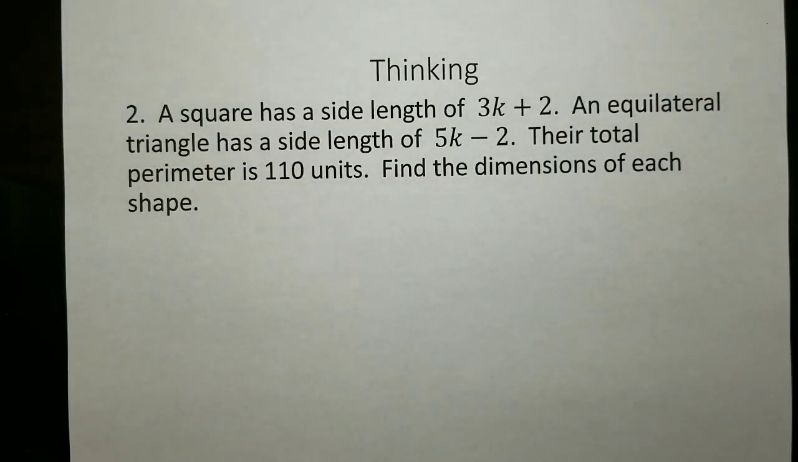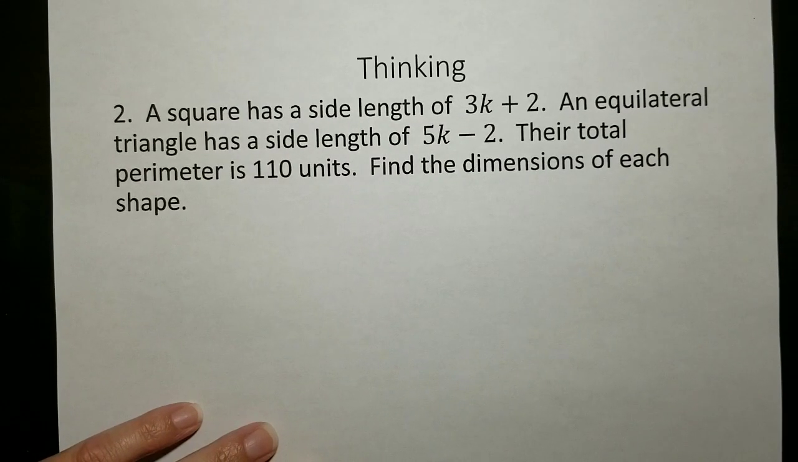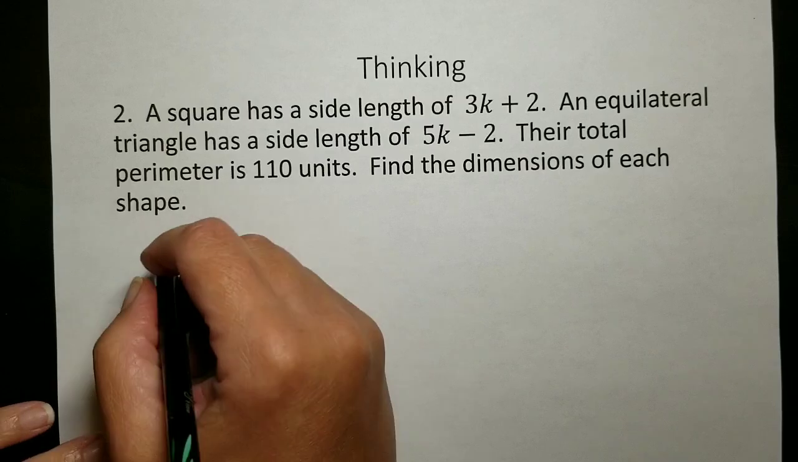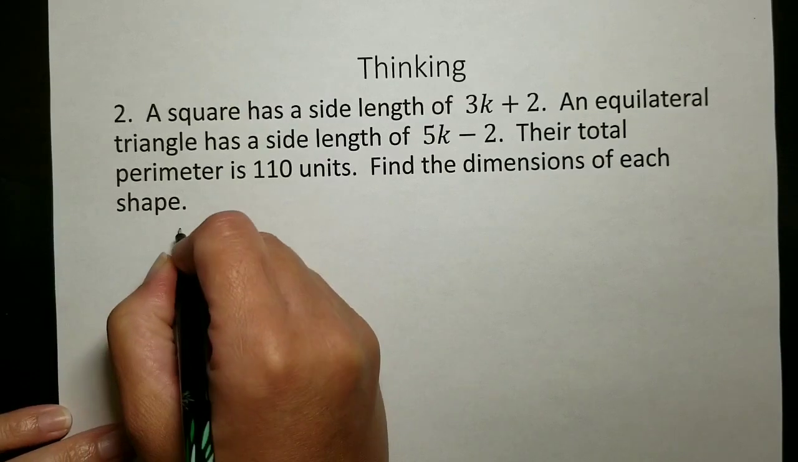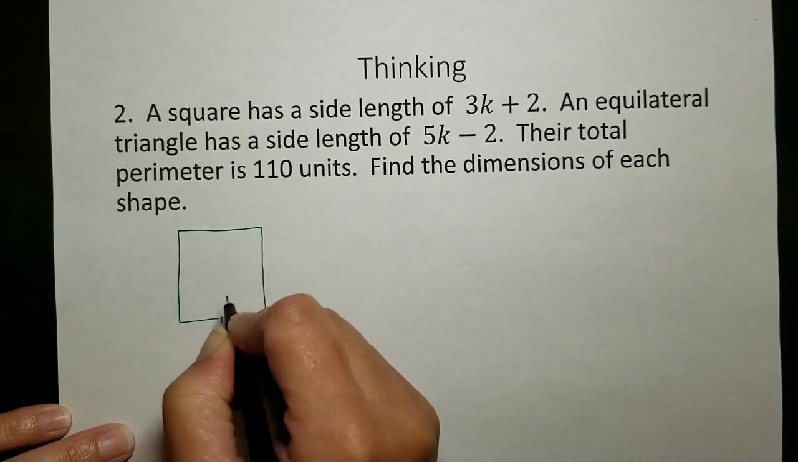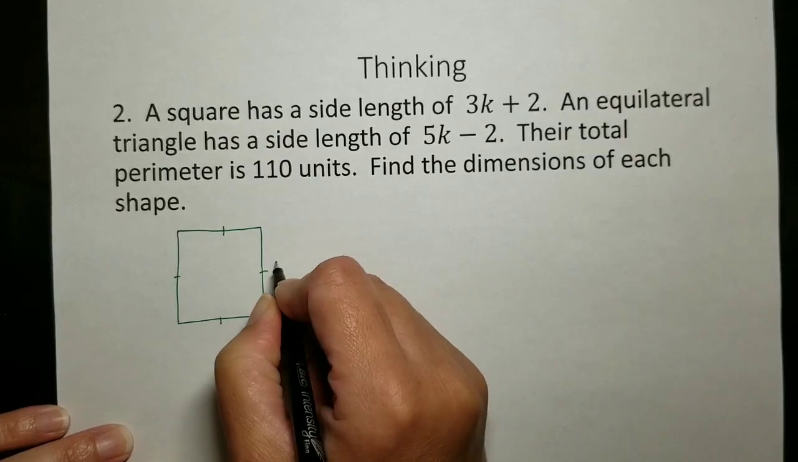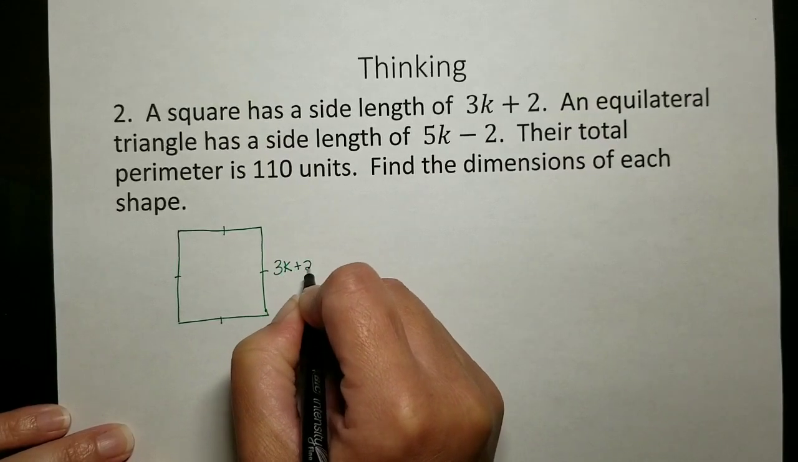Okay, my last question is another geometry one. We're going to have to set up some equations based on this word problem. So it says that a square has side length 3k plus 2. So I'm going to draw that out. I'm going to draw a square. And I'm going to label with those little tick marks to show that each side is the same. And I'm going to label this 3k plus 2.